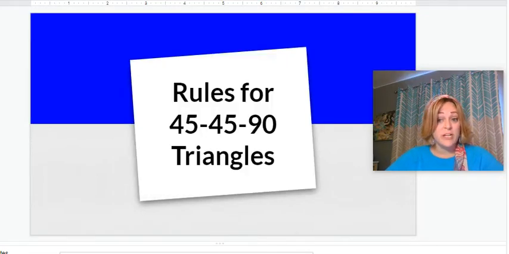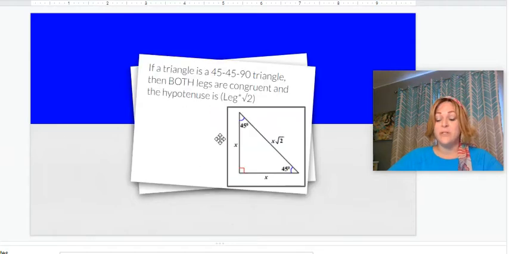So some triangles are special right triangles, and one of those is a 45, 45, 90 triangle, meaning there's a 45 degree, a 45 degree, and a 90 degree. So if that ever happens, if those degrees are part of the triangle, then this is what's true about the side lengths. So first of all, 45, 45, 90 has to do with the angles. But to use that, you actually are talking about the side lengths. So that's kind of confusing.